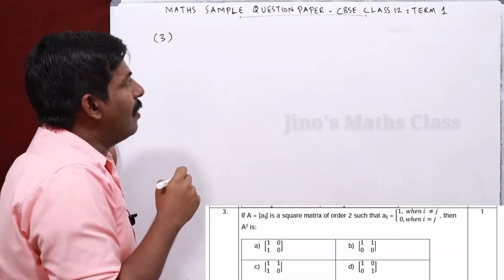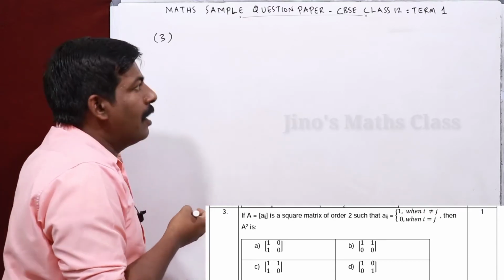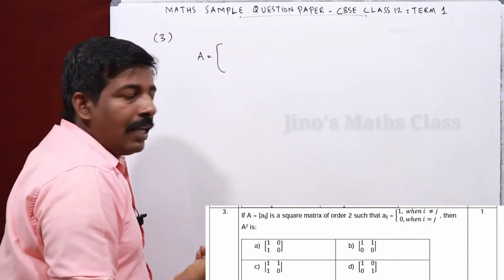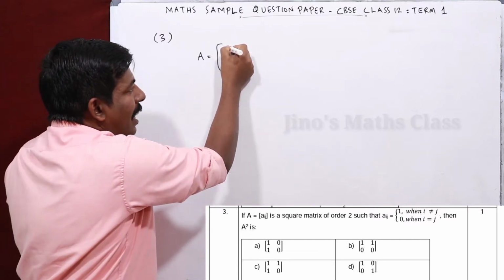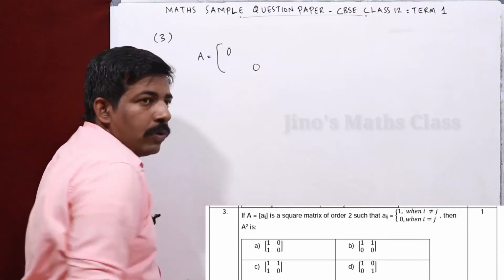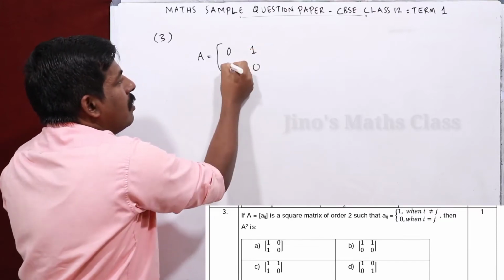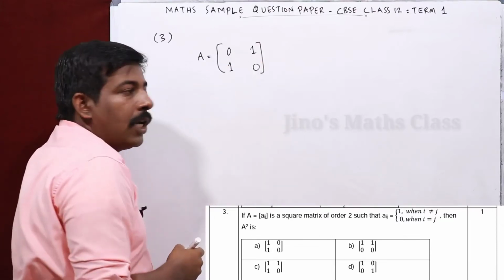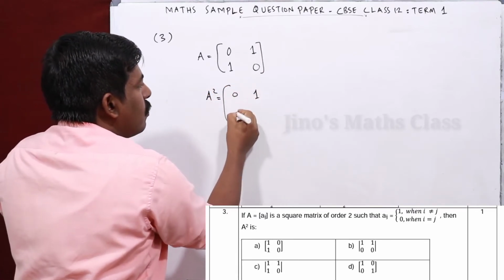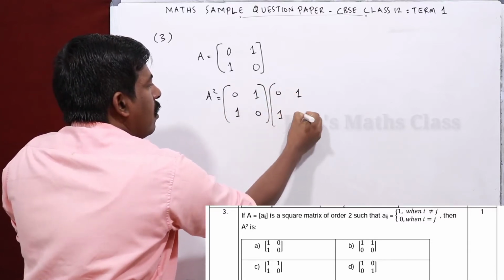The third question. Here they gave a matrix A, which is a square matrix of order 2, and it is given like this. They are saying that when i is equal to j, the element is 0. So we know this is A11, that element is 0, and this is A22, that element is also 0. And when i is not equal to j, the elements are 1. So here this is 1 and this is also 1. Now they are asking to find the value of A square. So we multiply matrix A with matrix A: 0 1 1 0 with 0 1 1 0.